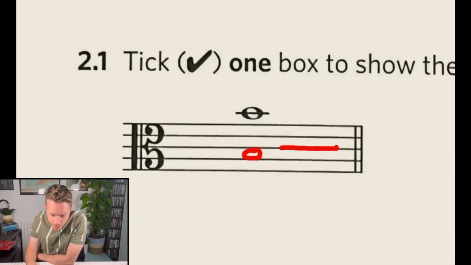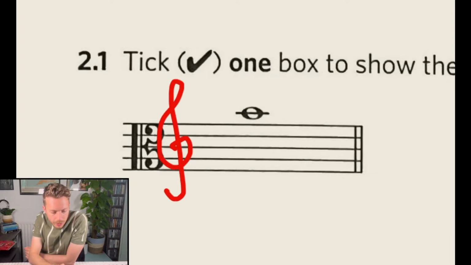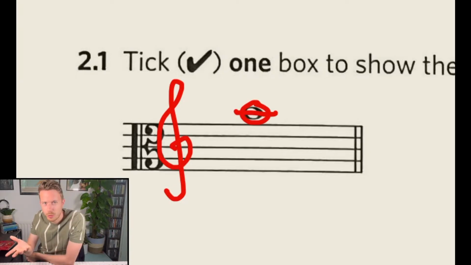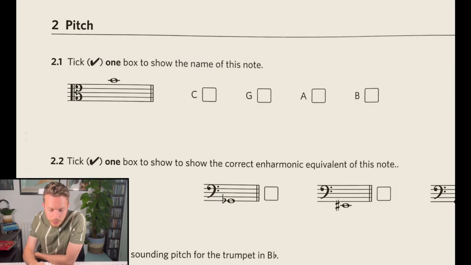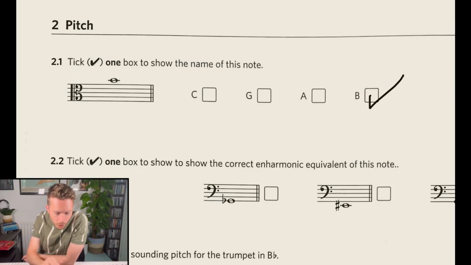There's another kind of trick way of doing this: if you imagine this is the treble clef, then that note will be an A, and you just go up one note. That's one way of working it out, but I think the best thing to do is just to realize that the middle line is a middle C, so you can just count up from there. All right, so next one.